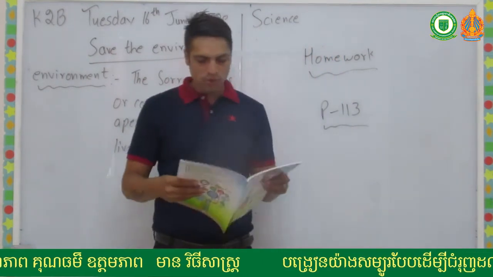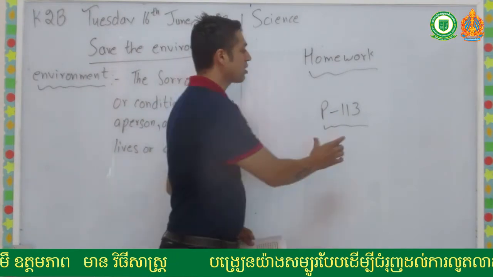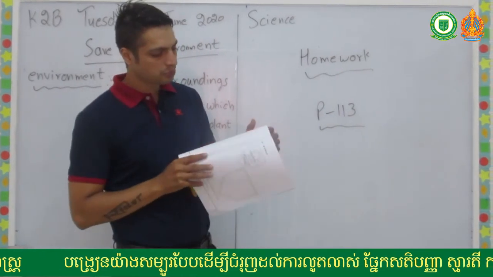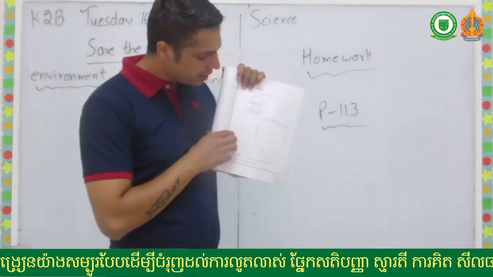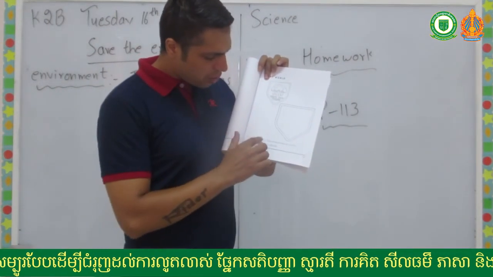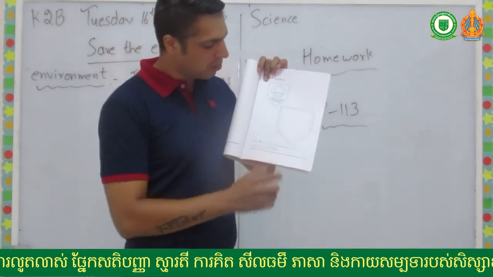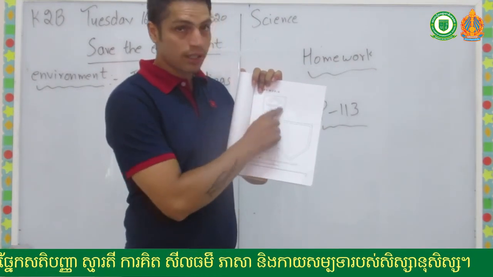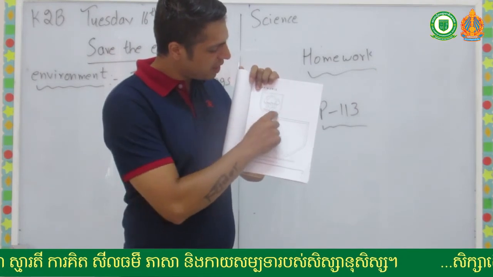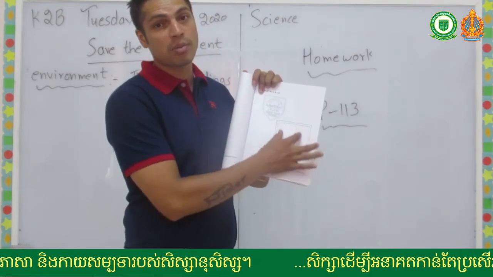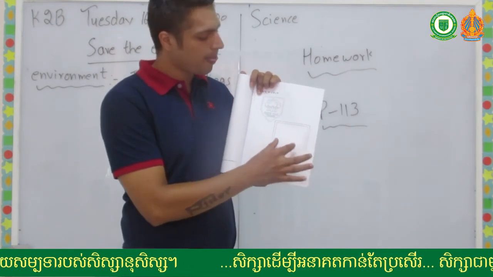So now time for your homework. So your homework is on page number 113, okay? 113. So what you need to do is draw your own environmental patch. Follow the sample above. So here you can see one patch, save the trees, and you have some trees. So you need to draw your own environmental patch, okay?